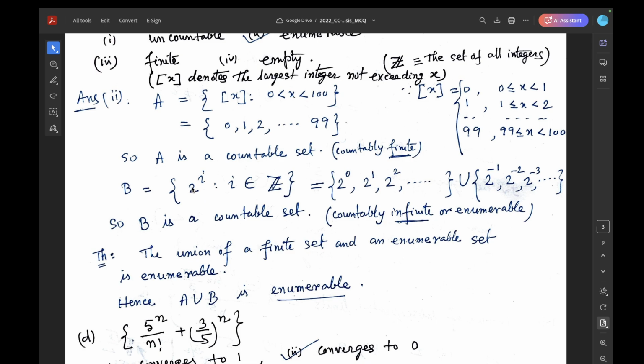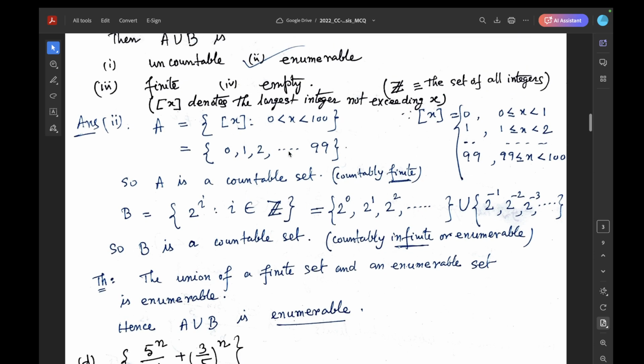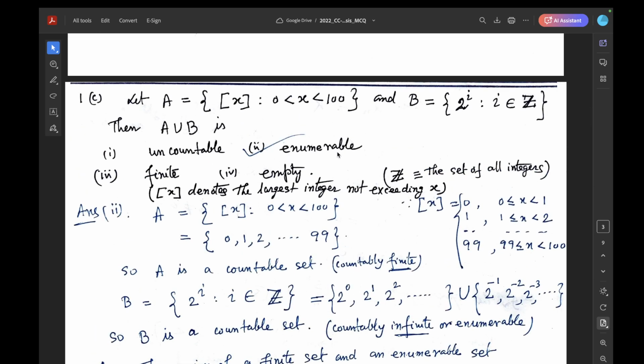Now the B set is 2 to the power i, where i is any integer, so 2 to the power 0, 2 to the power 1, 2 to the power 2, and so on, union 2 to the power minus 1, 2 to the power minus 2, 2 to the power minus 3, and so on. So B is also a countable set, but countably infinite, or enumerable. Now the union of a finite set and an enumerable set is an enumerable set. So obviously A union B is an enumerable set.